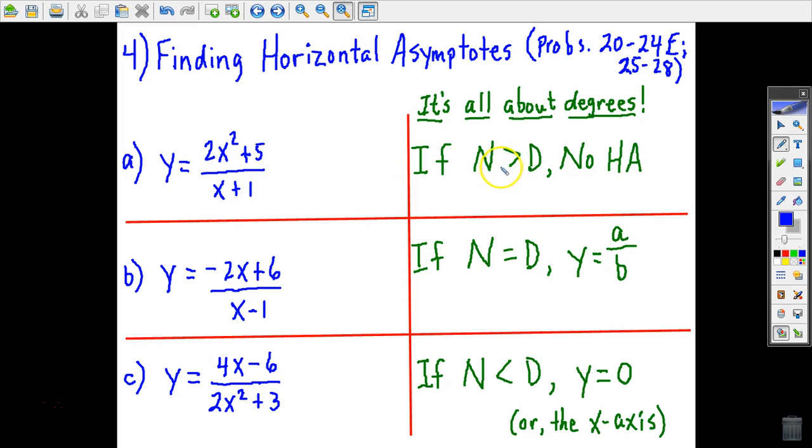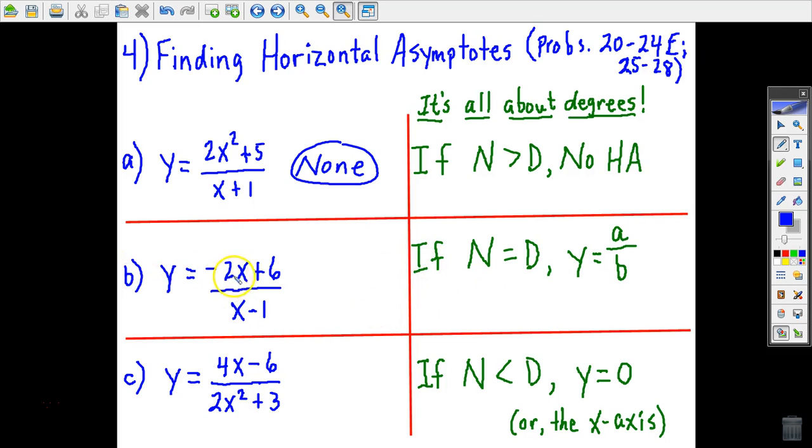So I have presented here a situation where the numerator degree, that's what the n stands for, is bigger than the denominator degree. When this happens, you do not have a horizontal asymptote at all. So if this were a homework problem and I'm asked to find the horizontal asymptote, I'm going to say there is none.